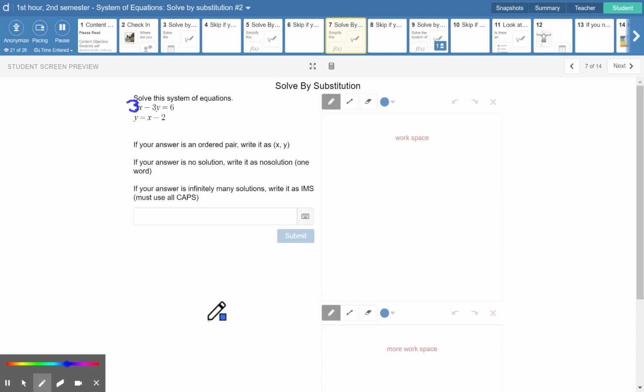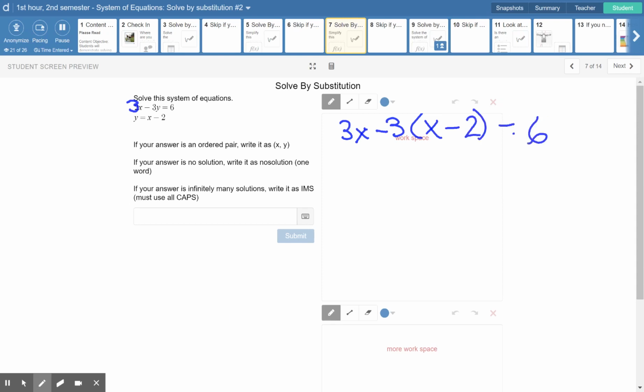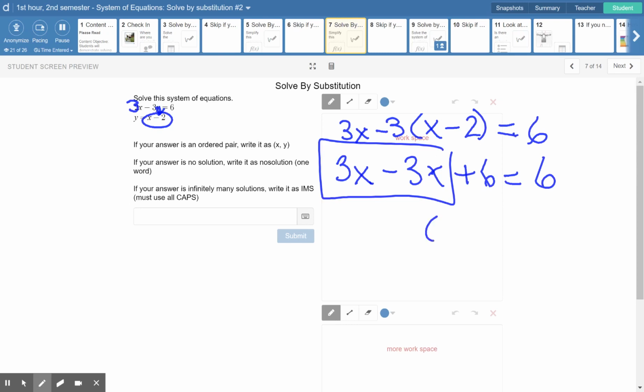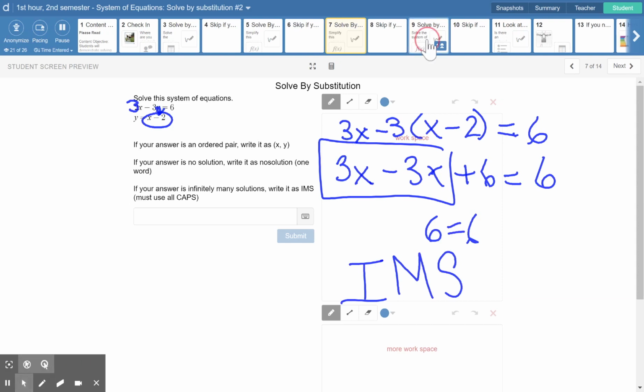Here we have y actually should be 3x minus 3 parentheses x minus 2 equals 6. So then we have 3x minus 3x, because remember x minus 2 goes into the y value. Now these 3x's go away. We're left with 6 equals 6, which is infinitely many solutions.